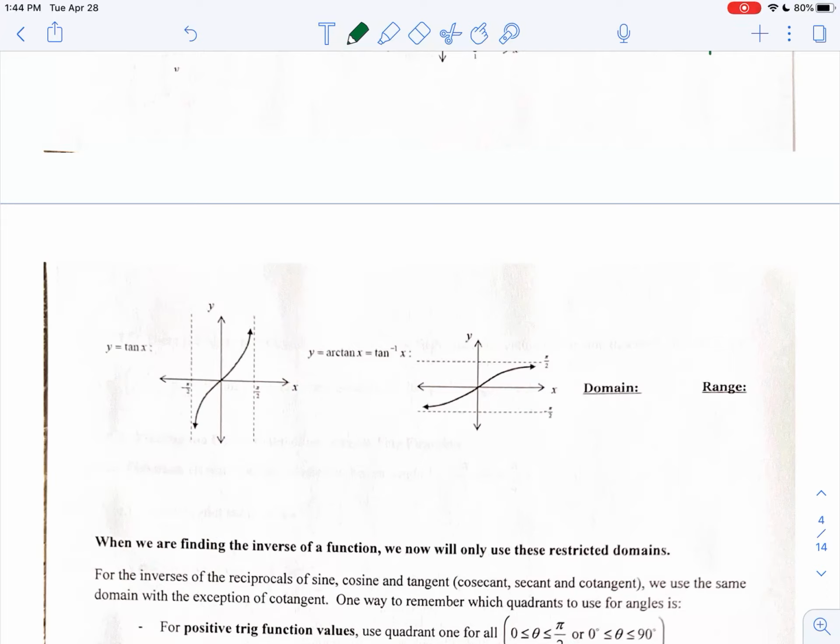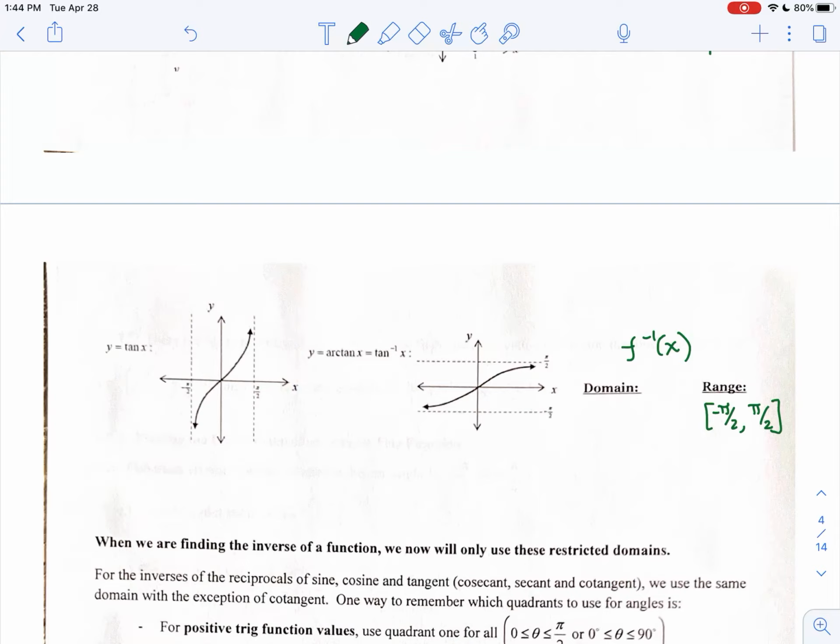Now, our last one that we're going to talk about is tangent. And tangent, the first cycle of tangent that's closest to the origin that we can restrict so that its inverse exists is between negative pi over 2 and pi over 2. Now, if we had more of it, it would fail the horizontal line test. So therefore, we restrict the domain from negative pi over 2 to pi over 2, which then restricts the range from negative pi over 2 to pi over 2. And this is, again, of the inverse function.